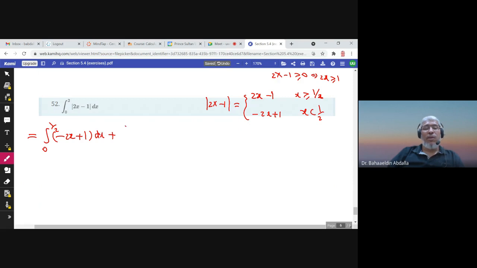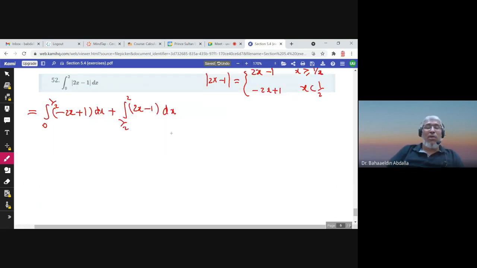plus. Now from half to 2. From half to 2, it's greater than half, so the absolute value would be equal to 2x minus 1. And now the integral of this is negative 2x squared over 2, and the integral of 1 is x, all of them from 0 to half. And here 2x squared over 2 minus x from half to 2.